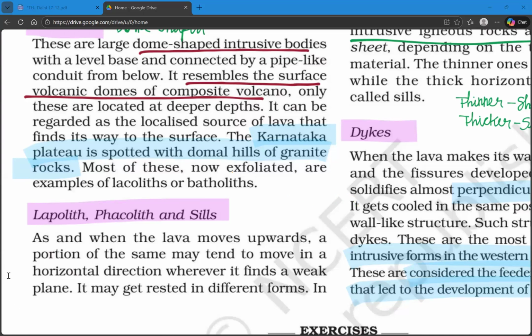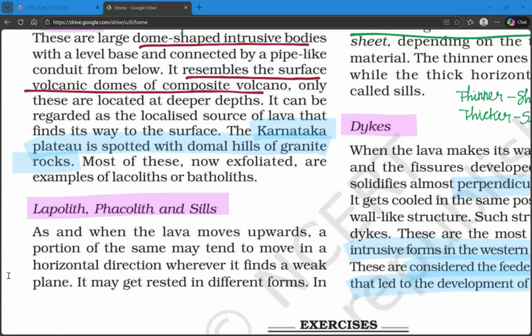The Karnataka plateau is spotted with domal hills of granite rocks. Most of these, now exfoliated, are examples of laccoliths or batholiths. So, a laccolith is a dome-shaped body with its base being leveled and connected by a pipe-like conduit from below. It also resembles the surface volcanic domes of a composite volcano. One of the examples of laccoliths is the Karnataka plateau.